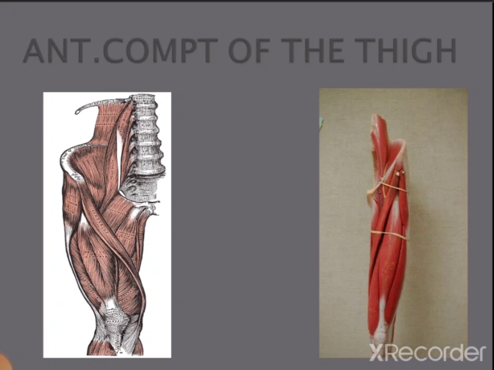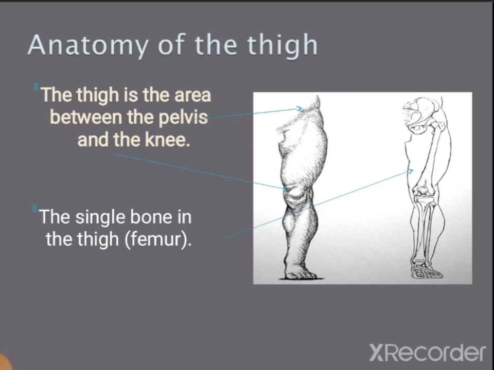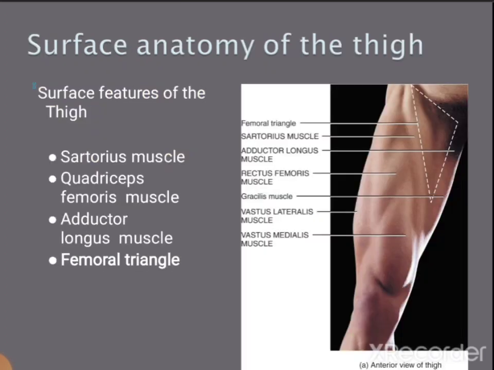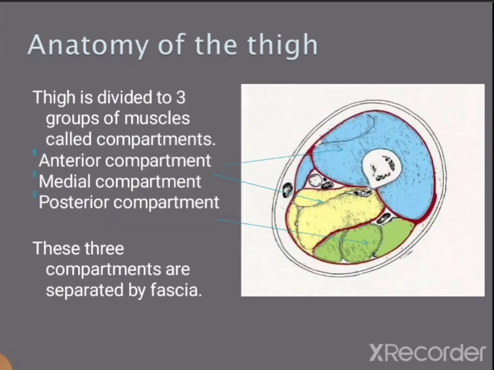Today I will discuss the anatomy of the anterior compartment of the thigh. The thigh is the area between the pelvis and the knee, and here we have a single bone known as the femur. Now the surface anatomy of the thigh: here we can see the sartorius muscle impression, quadriceps femoris, adductor longus muscle, and the triangular depressed area known as the femoral triangle.